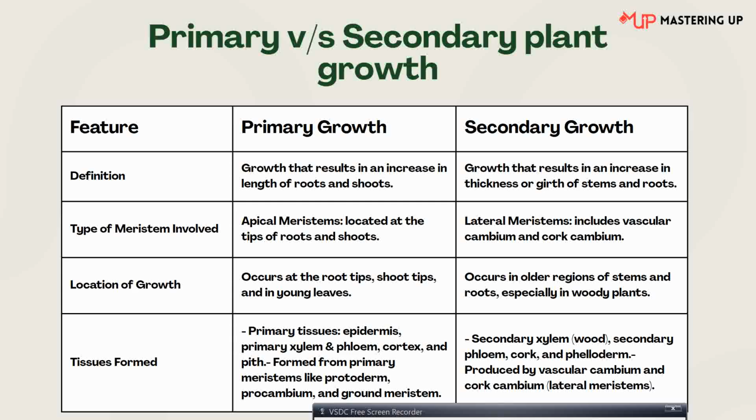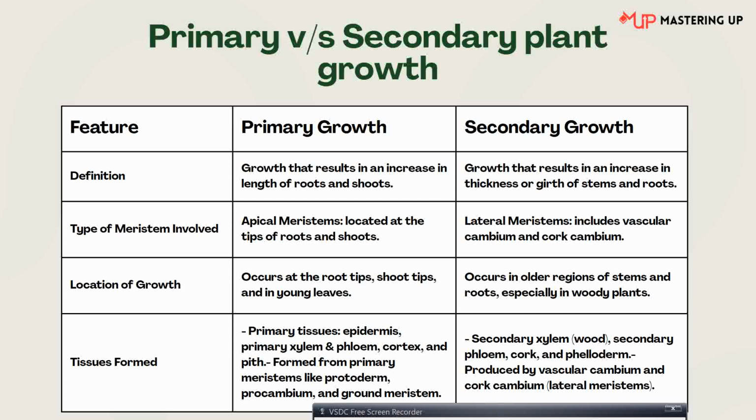This apical meristem is present at the tip of the root and shoots. Location of growth: it occurs at the root tip, shoot tips and young leaves. In case of secondary, it occurs in older regions of stems and roots, especially in woody plants. Now the tissues formed are primary tissues. Epidermis is formed, primary xylem, phloem, cortex and pith. Pith is also formed from primary meristems like protoderm, procambium and ground meristem.